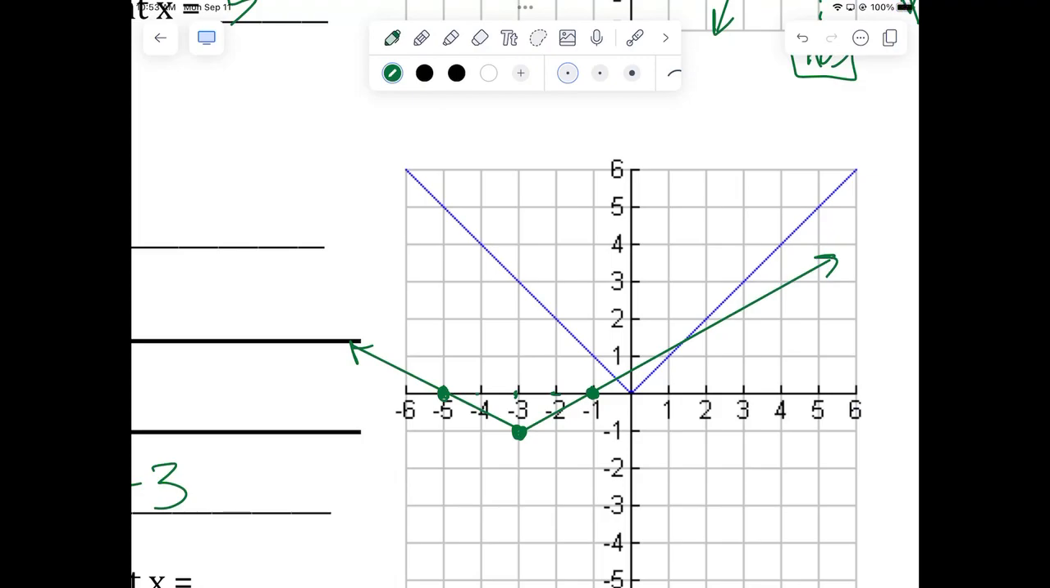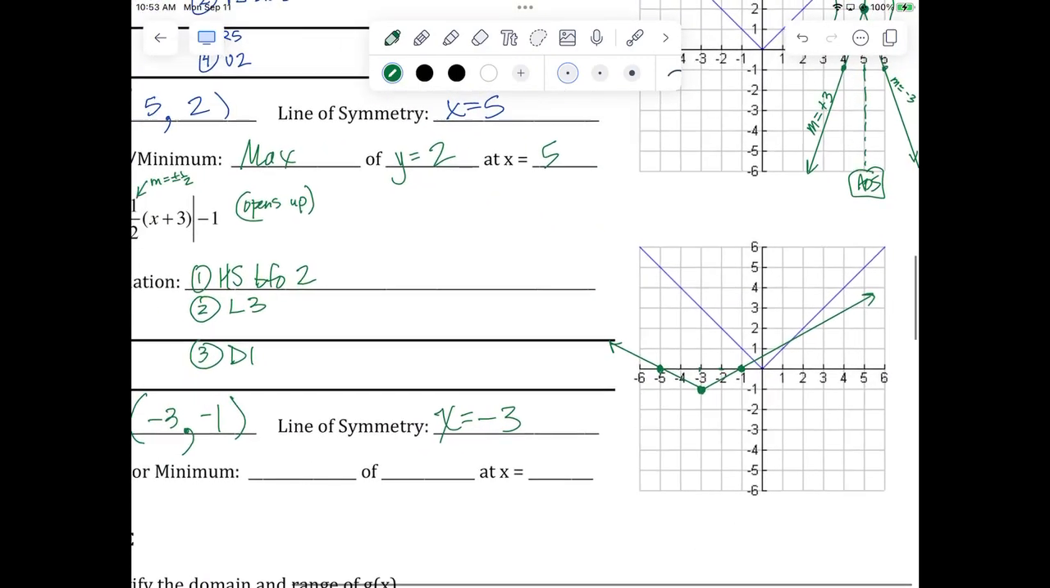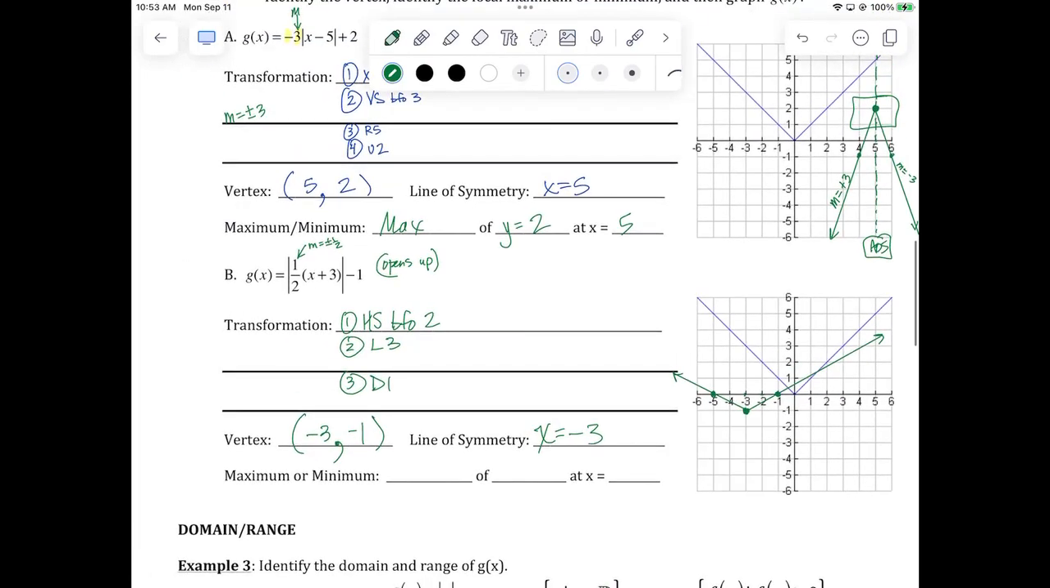And there it is. So you can tell that we horizontally stretched it by a factor of 2. If you accidentally had said horizontal compression by a factor of 2, but you sketched it using the slope of 1/2, you can see for yourself here that the green graph is actually a lot wider than the blue graph. See that? The blue graph is your parent function. So when you compare them, the green graph is wider. Must have stretched it horizontally.